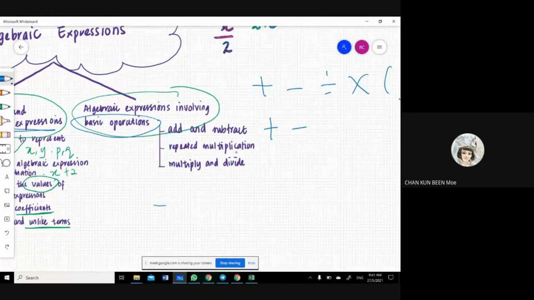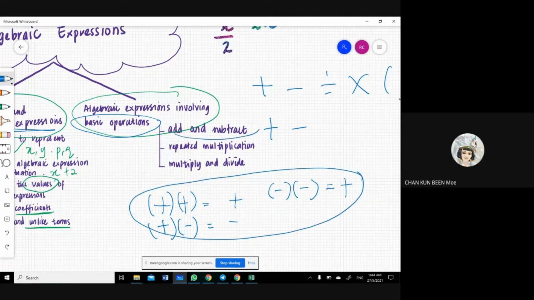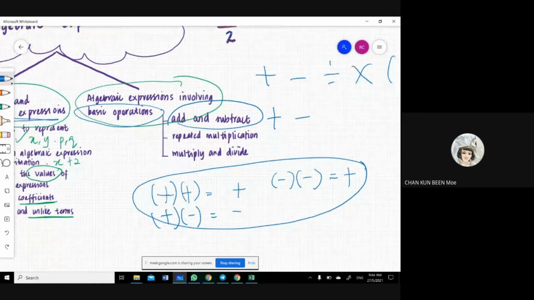Some of you already got it. You get full marks. Positive times positive, you get positive. And then positive times negative, what do you get? Negative. Negative, very good. And this one you have to bear in mind. Some of you still got it wrong. Negative times negative equals what? Positive. So we are going to apply this to add and subtract the algebraic expression. Okay, we will enter into it.